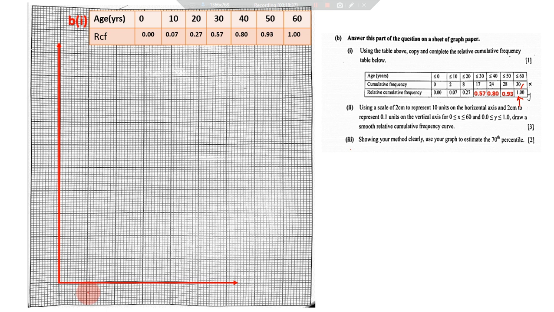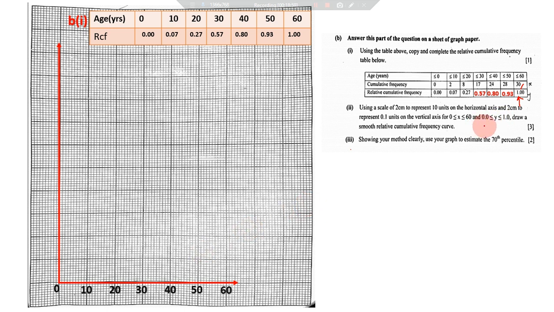So after 2 centimeters, you need to count it as 10. As we keep on going, we're going to be adding a 10 until we reach 60. So this is how it's going to be. We have a 0, and then that is 10, then 20, 30, 40, 50, and the last one is a 60. Okay, we are done in the X axis.